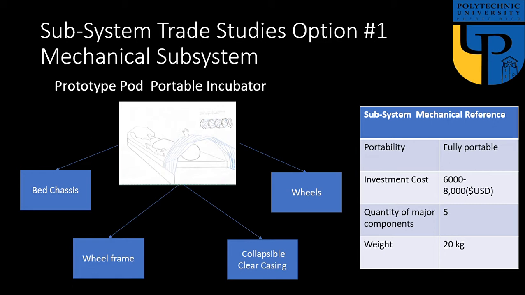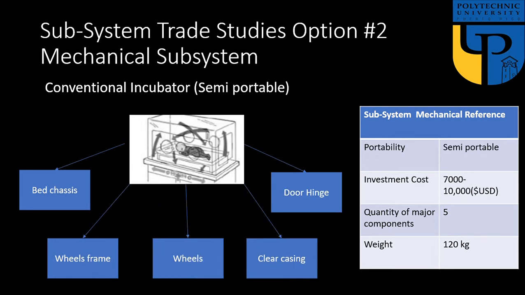components, and its weight. For the second option, we went with the conventional incubator, which is a semi-portable incubator. Same with the other one, we have here 5 major components: the bed chassis, the wheels frame, the wheels, the clear casing, but in this one we have the door hinge. The last one did not have the door hinge because it's a collapsible clear casing and does not need a door hinge. Same as with the others, my references are the same.